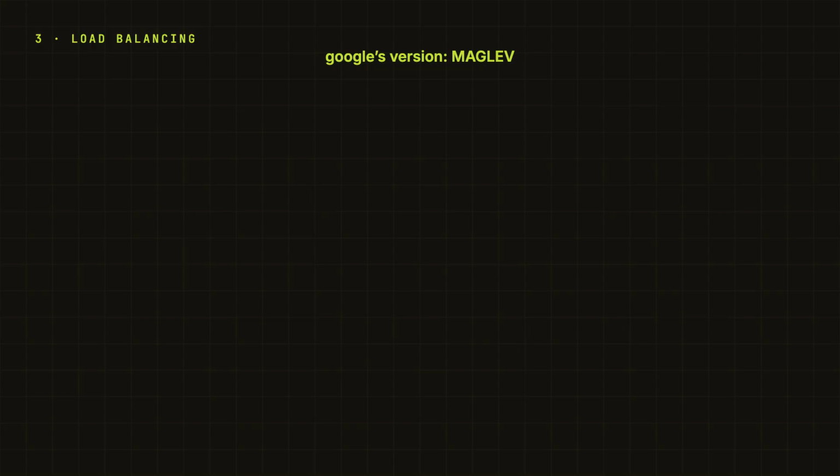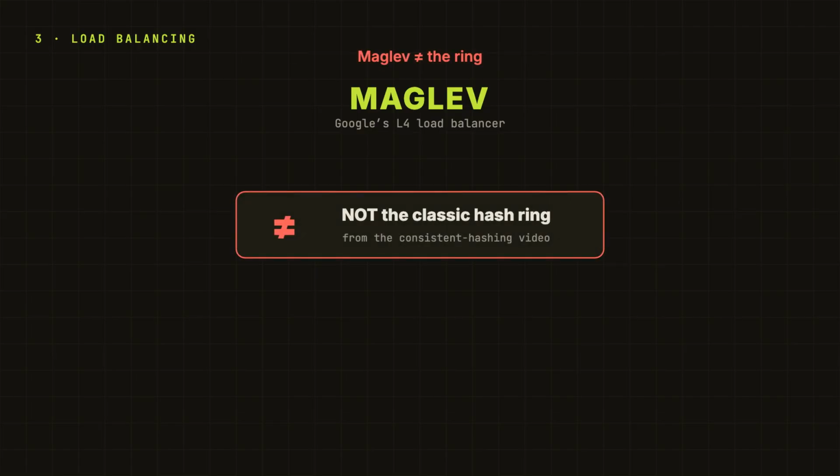Google's version of this is called Maglev. And this is the thing people get wrong. Maglev is not quite the consistent hashing from the database video.